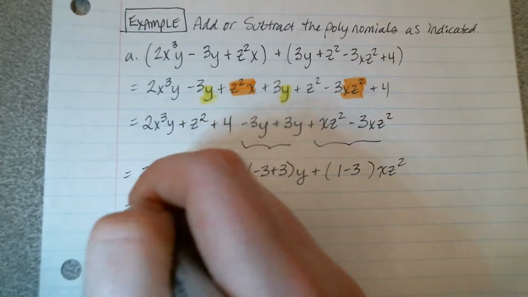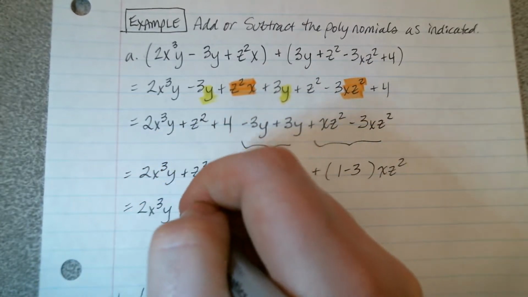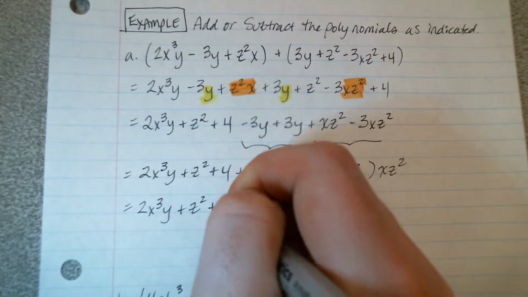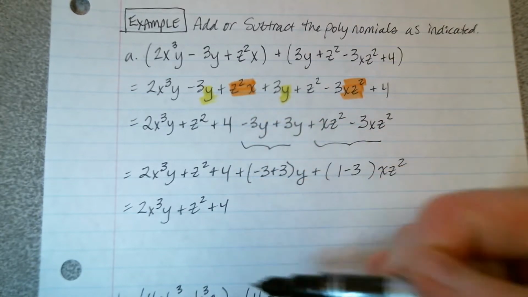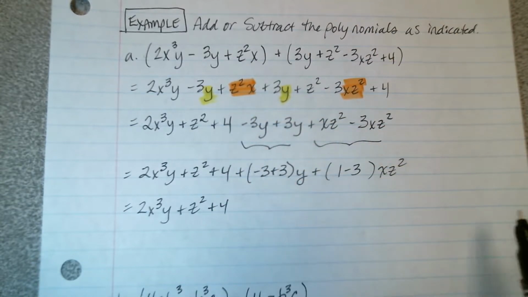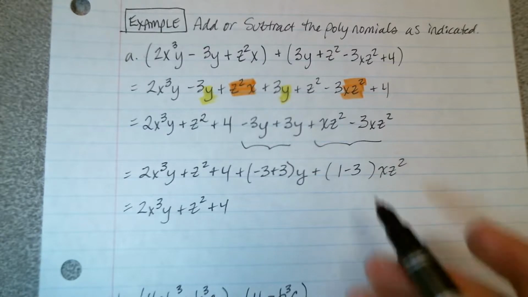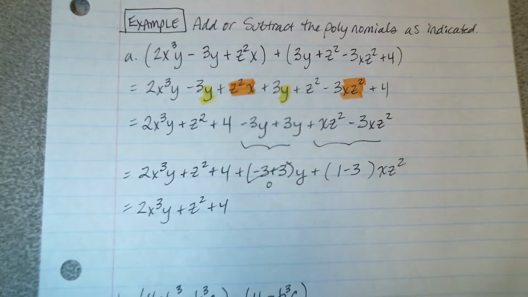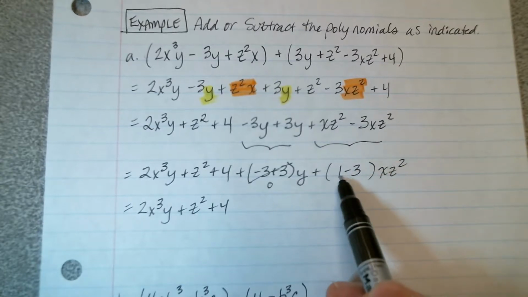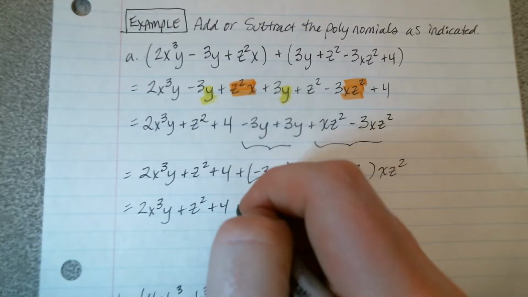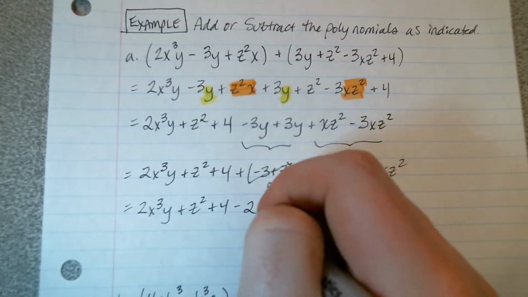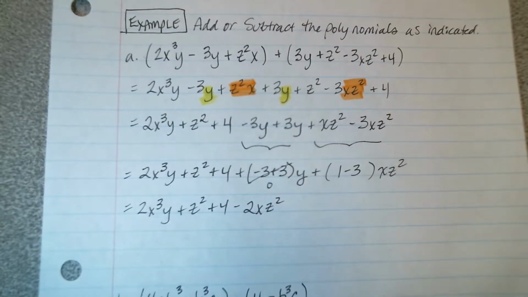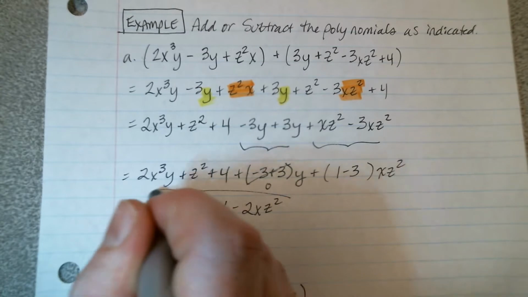Okay, so again, these terms that have nothing to combine with just keep getting carried down. So negative 3 plus 3, that's 0. Which means we have 0 y's, so we no longer have a y term. 1 minus 3 is negative 2, so minus 2 xz squared. And that's my final answer.